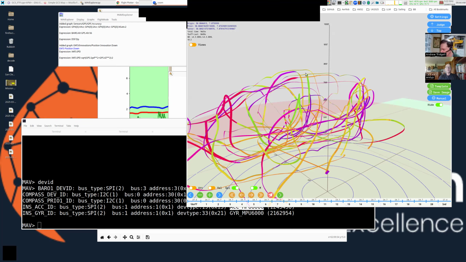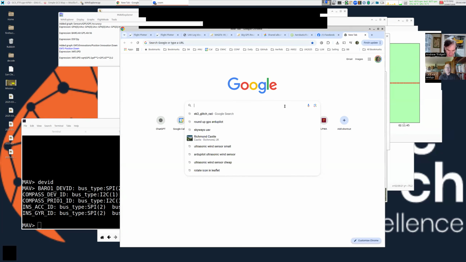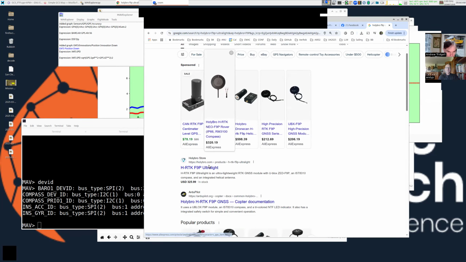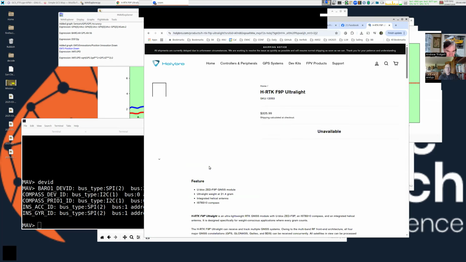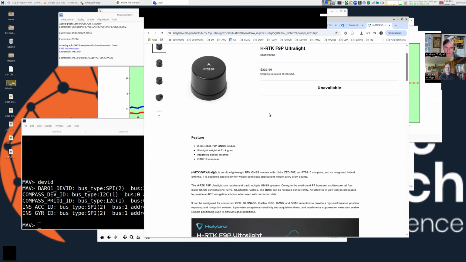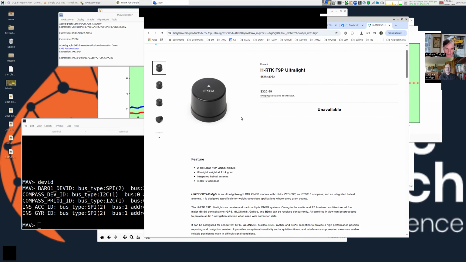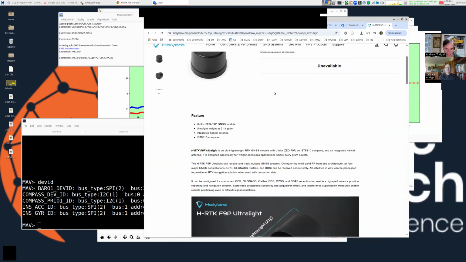I don't know how much that's selling for. Let me go and have a look. That might have been it, yeah. So 325 US dollars, right? It's not cheap. And there are some shipping issues from China at the moment, so you may not even be able to get them easily. But then it's nice and light. It has a nice integrated compass and a lovely helical antenna built in. It is a lovely GPS.